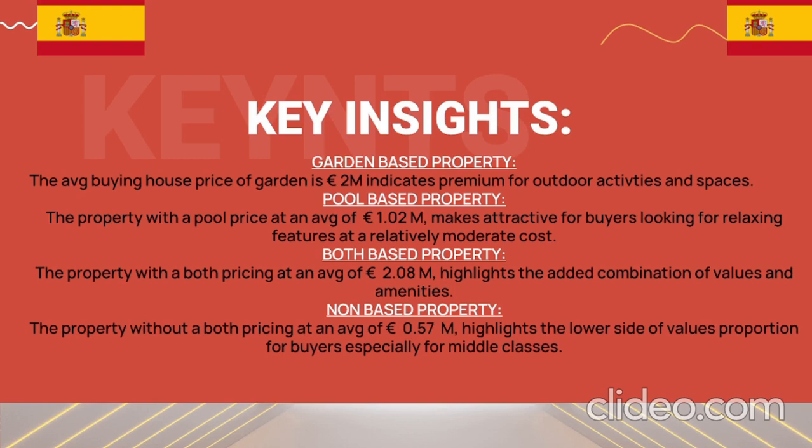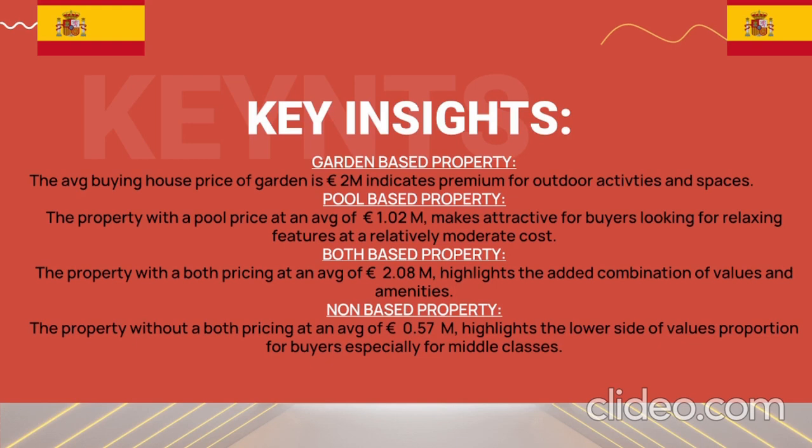1.2 million euro. Now coming to the property that has both garden and pool, where both features are present simultaneously, the average price is almost 2.8 million euro, which highlights the added combination of value and amenities. And there is one more property type, the non-based property, where there is no garden or pool, which is priced at an average of 0.57 million euro.